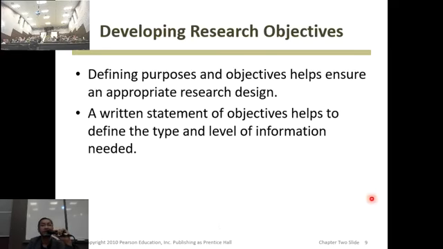Alright, so it is actually a written statement of objectives. It has to define the type and level of information needed. Right? So you have your research objective. Let's say your research objective is very simple: you want to know whether men use moisturizer or females use moisturizer. So you have to write it. Then when you have written it, you know what will be designed.